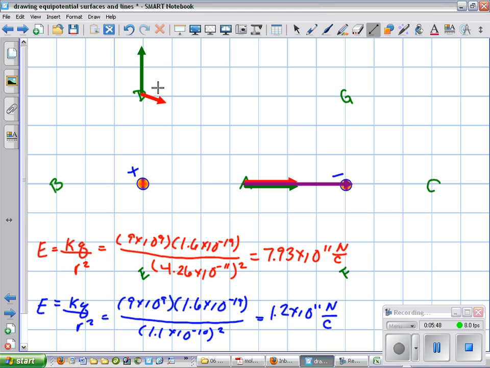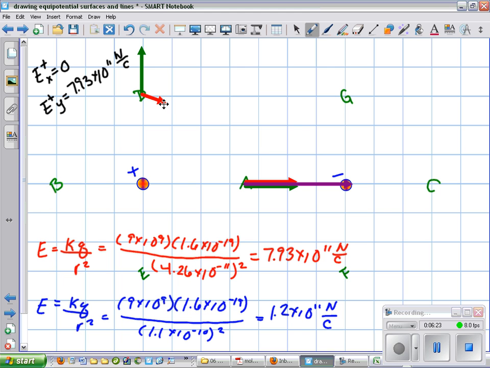this point. Now, because this is directly above the charge, and I did that on purpose, this will be all y component. So for the positive, E positive x will be 0, and E positive y will be the total size of the contribution from the positive charge, which is 7.93 times 10 to the 11th newtons per coulomb.